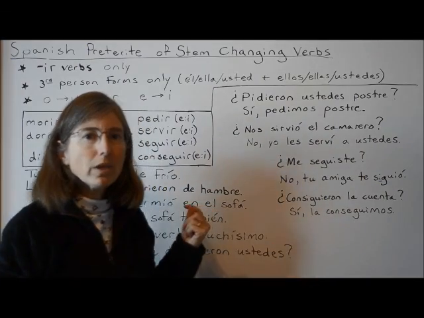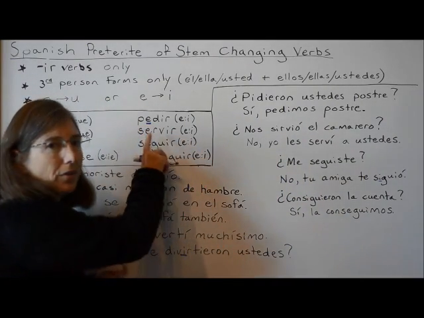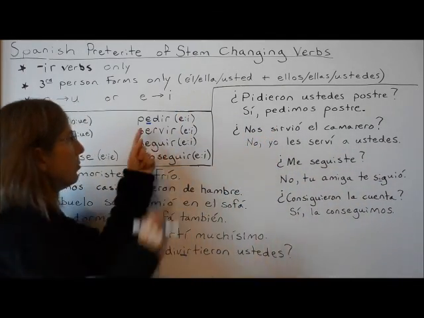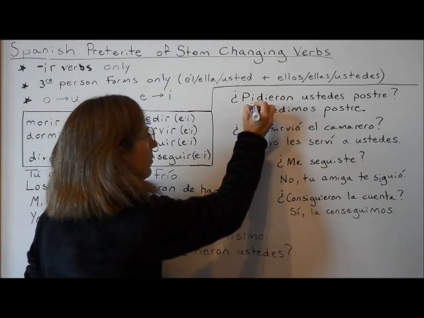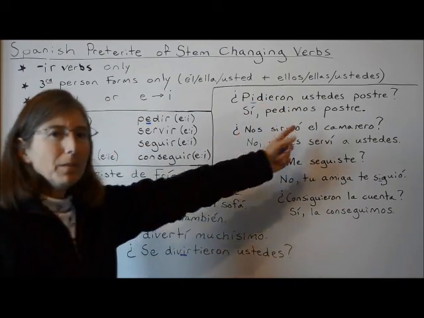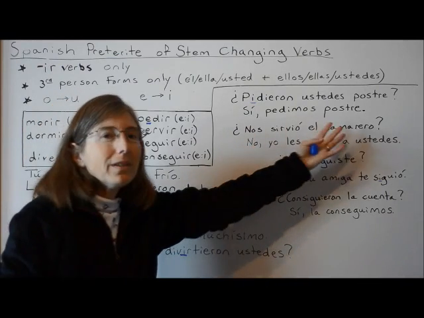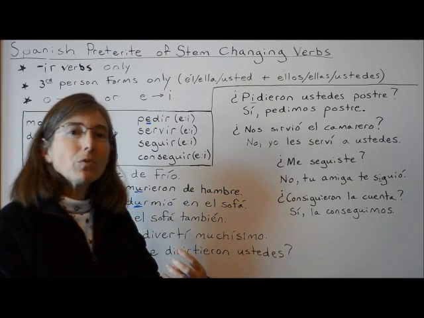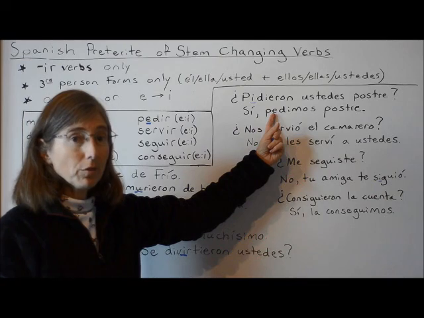¿Pidieron ustedes postre? Now see how in pidieron, did you all order dessert? Pidieron, the E changes to I in the third person. Sí, pedimos postre. Yes, we asked for dessert, we, the first person plural form, so this does not have a stem change. The E does not change to I in the first person plural.